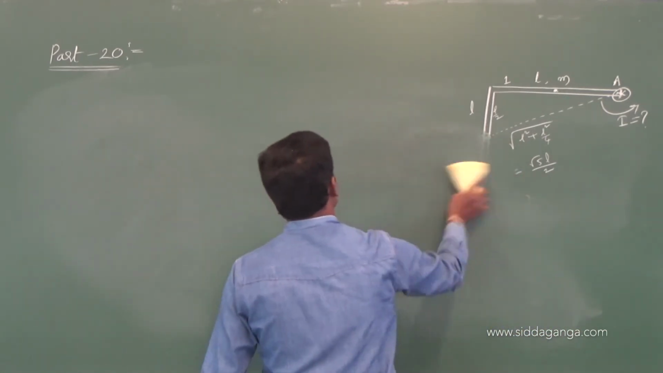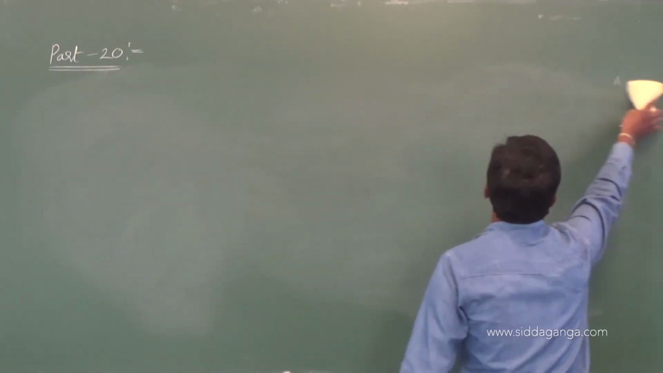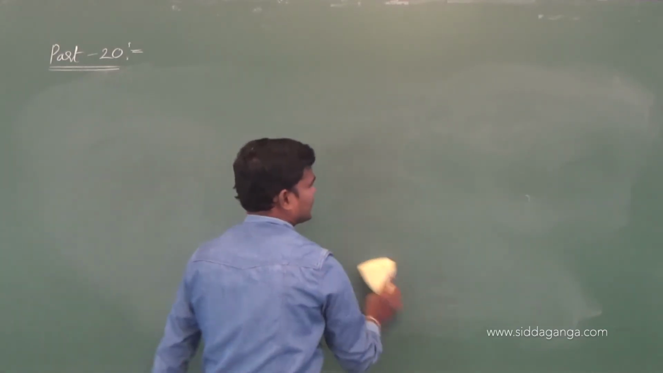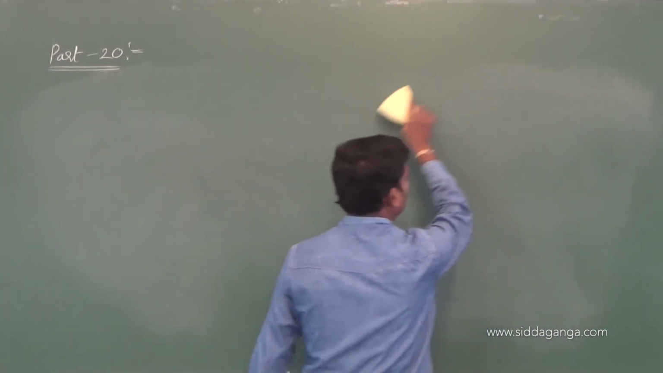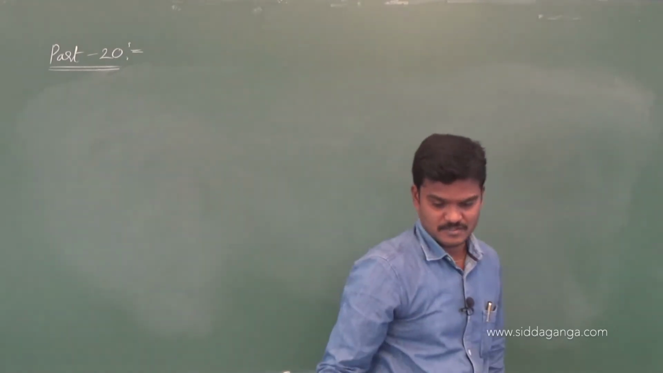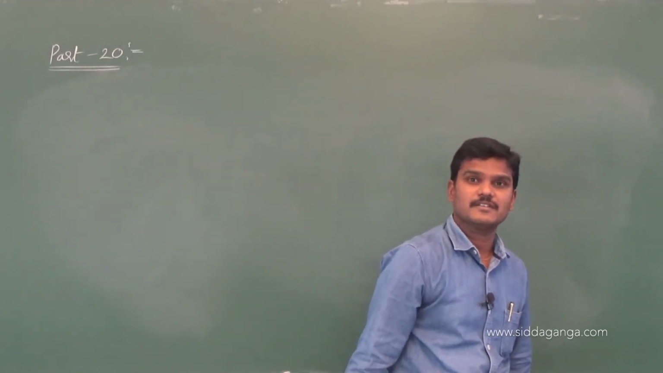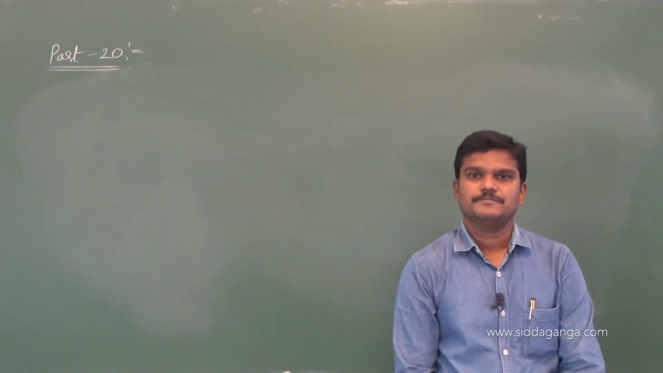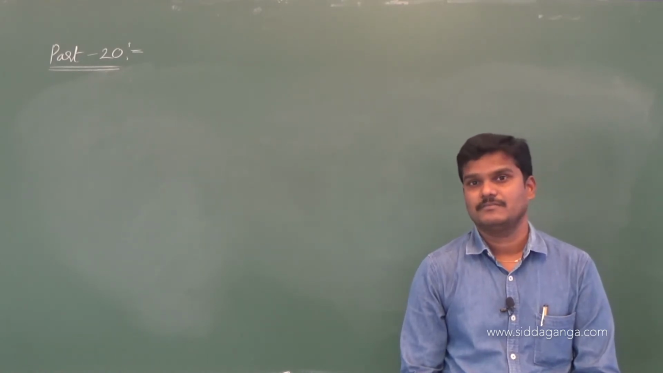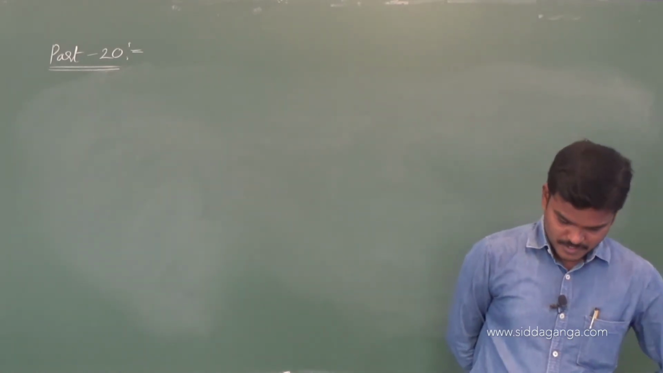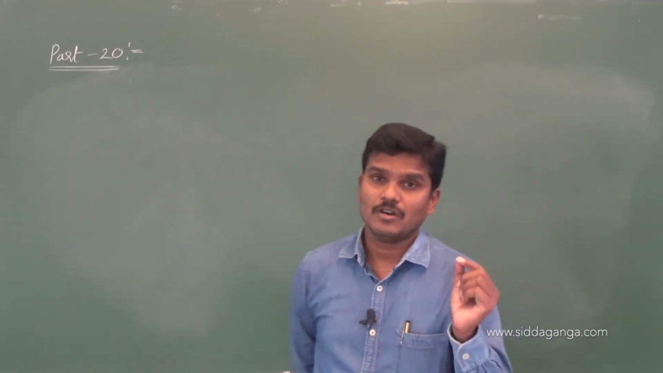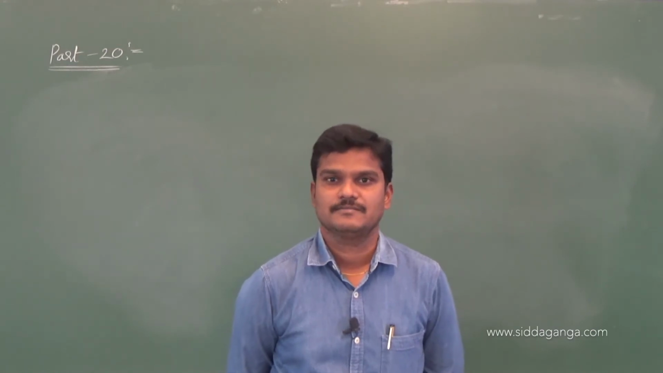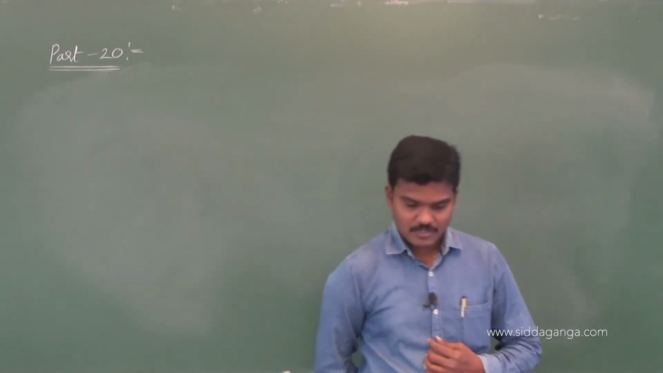Let me cover one more, and next I will enter into the cavity problem. So next also, that is given in a previous entrance exam. Write down: a circular disc of mass m, radius capital R, has a concentric hole of radius small r.